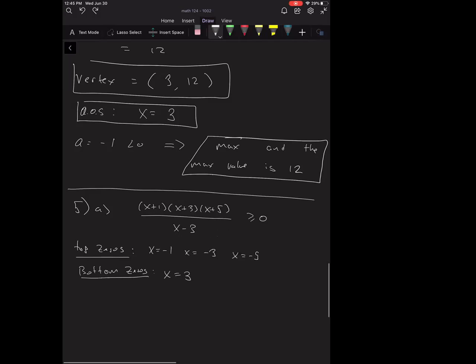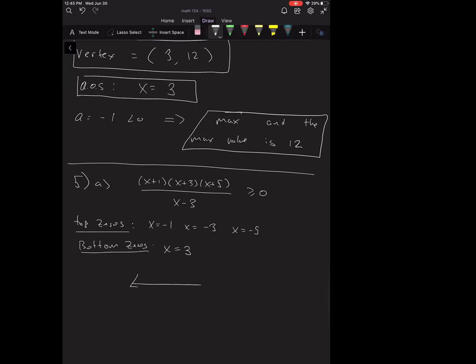Okay, so now we go to a number line and we plug all of these onto the number line. We have minus 5, not 5, 3. And then we look at our sign. So our sign is a bigger than or equal to sign. Because it has the or equal to part, the top zeros get closed circles. So minus 5, minus 3, and minus 1, they get closed. And the bottom always gets an open circle no matter what. So 3 was the bottom 0, so we put an open circle on that.